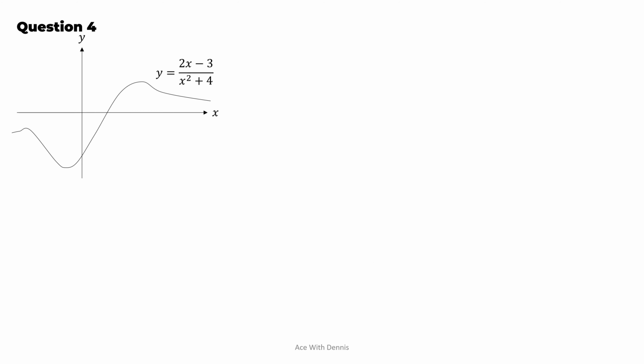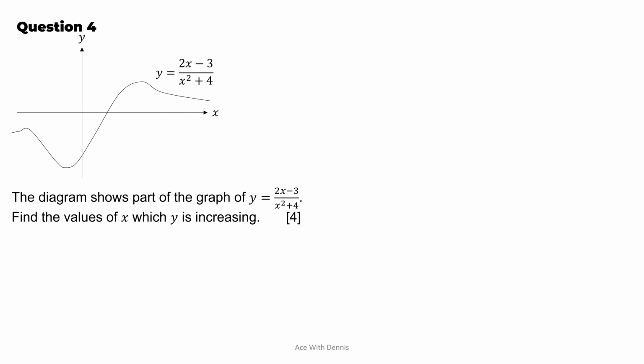Question 4. Given this diagram, the diagram shows part of the graph of y equals (2x minus 3) over (x squared plus 4). Find the values of x for which y is increasing. 4 marks. Alright, so from this question, the important keyword is "y is increasing". What does it mean when y is increasing? Let's look at the solution.